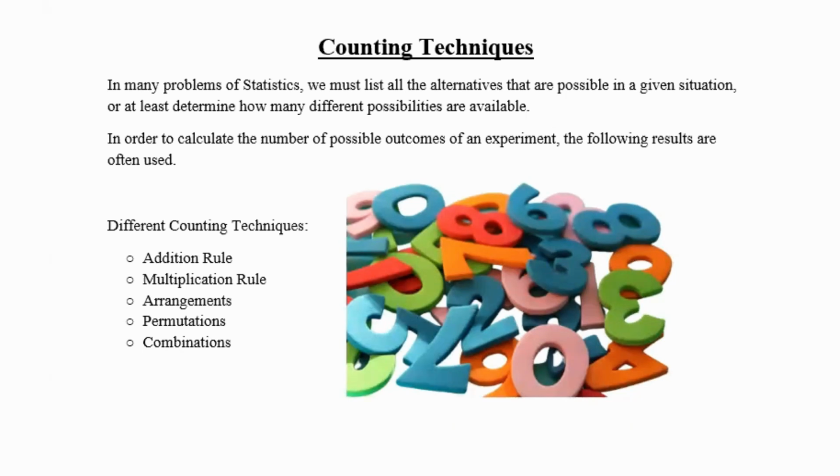statistics and when it comes to determining the probability and whatever the other calculations that you do, especially when it comes to statistics and mathematics. So in this video, we're going to discuss some special rules that we use in statistics when it comes to probability theory. We have a few different counting techniques, such as the addition rule, the multiplication rule, the arrangements, permutations, combinations, which will all be discussed during this video.